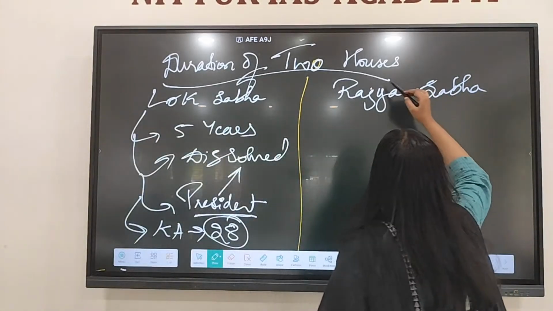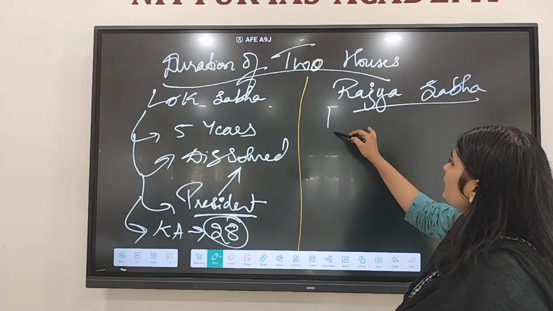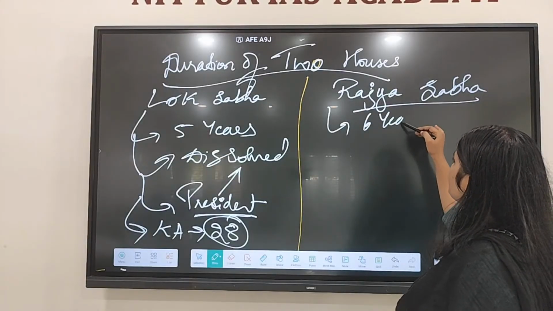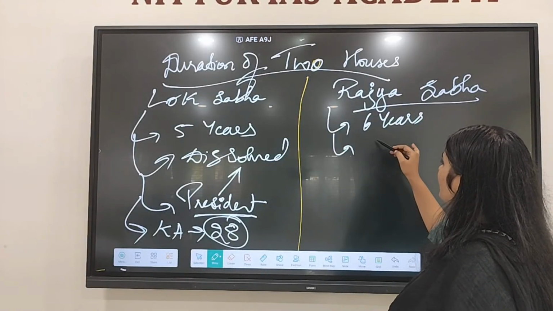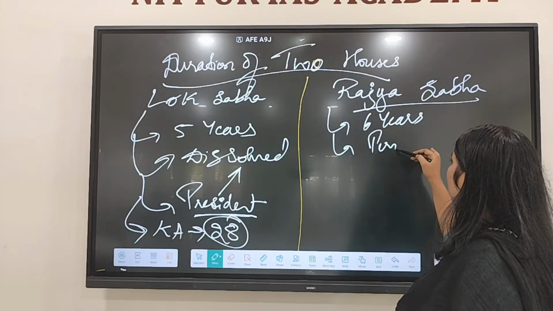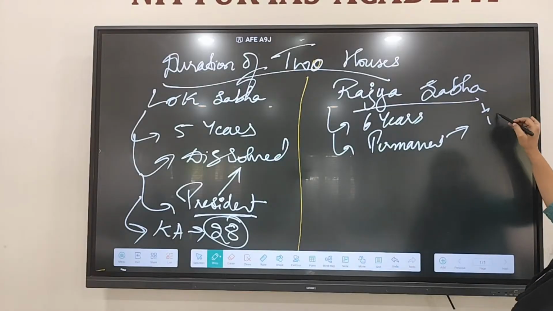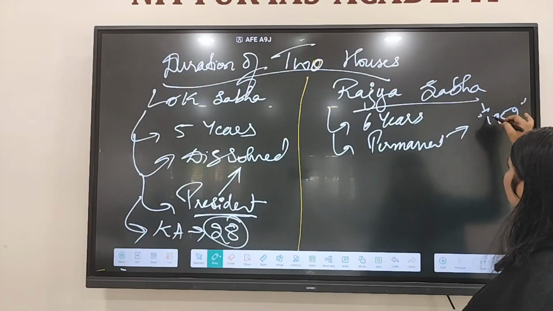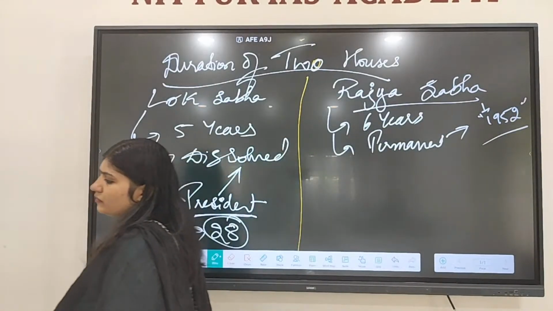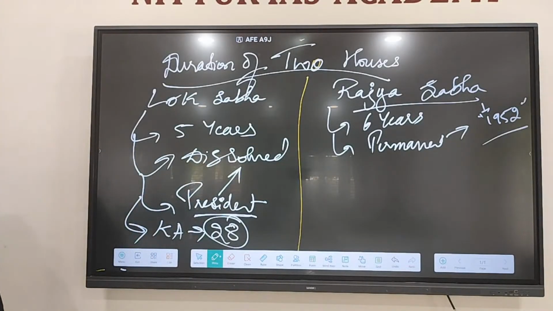Next, Rajya Sabha. Tenure is 6 years. It is an undissolvable, permanent house. First general election of Rajya Sabha was in 1952. The Constitution commenced in which year? 1950. The first elections for the Rajya Sabha were in 1952.